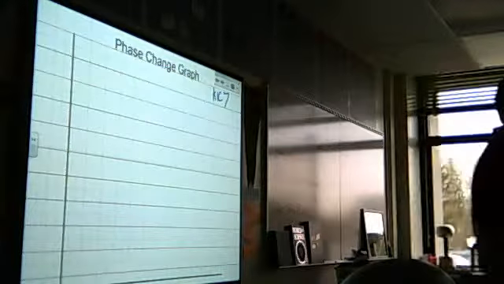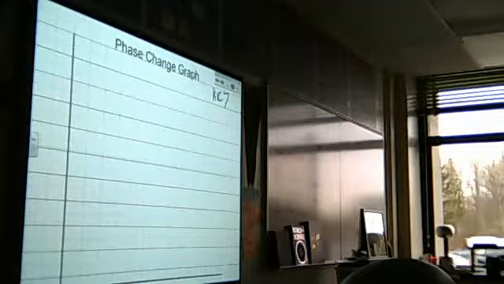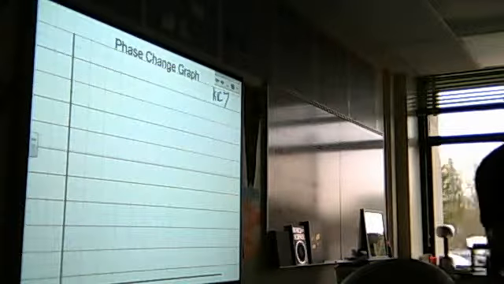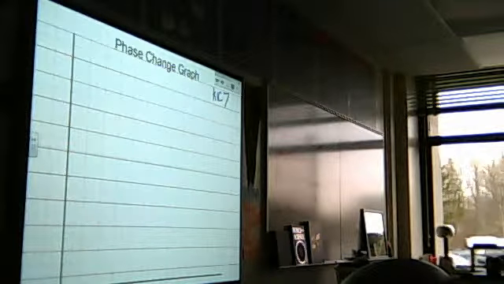All right, the topic is a phase change graph. And right now you should have a loosely sketched graph in your journal. We're not going to be plotting points or anything like that. We're just going to look at trends when you heat a solid like ice.